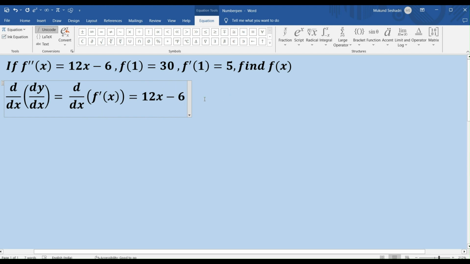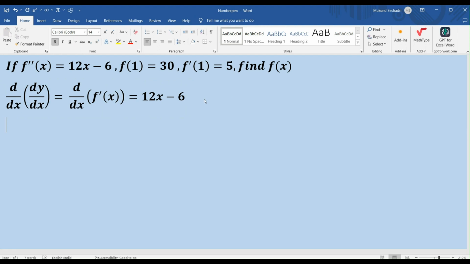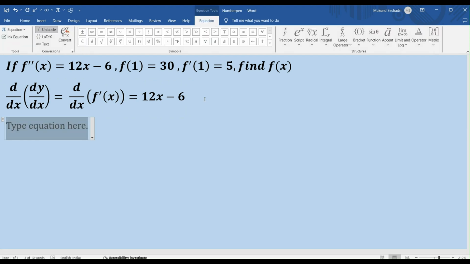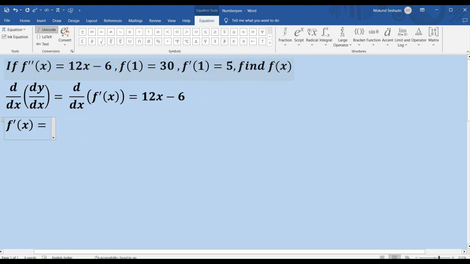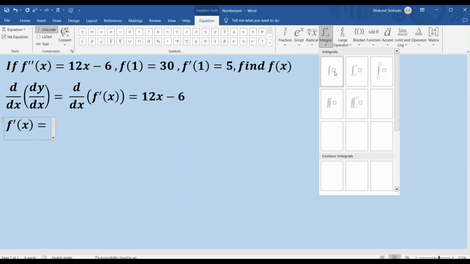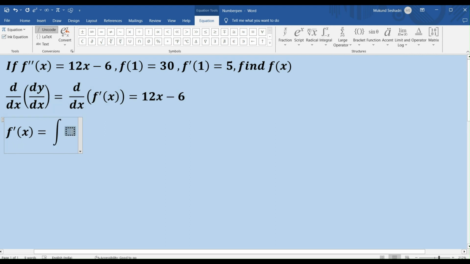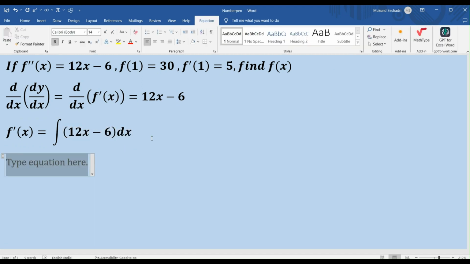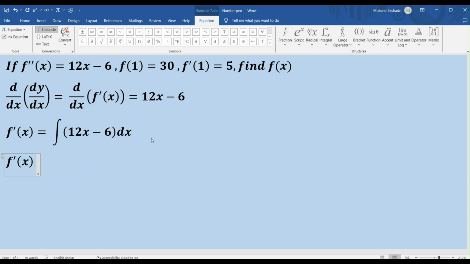Now, looking at this expression, I know that I can solve for f dash of x to start off with, right? So what is my f dash of x? My f dash of x is nothing but integral of 12x minus 6 dx. By now, I'm pretty much familiar with how to solve integrals of these kinds of problems. I use the sum rule of integral, and I also know the corresponding integral formulas that I need to solve this particular problem, right?